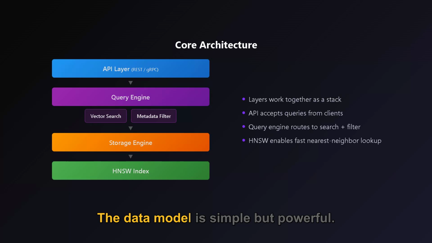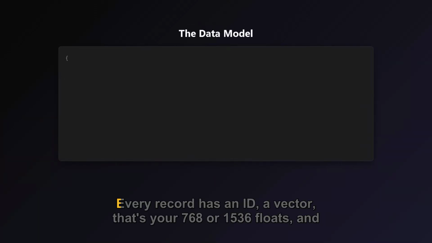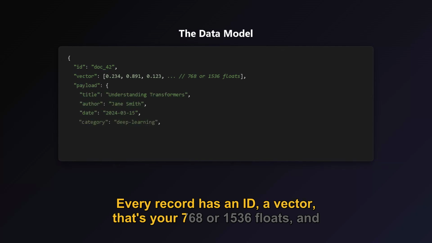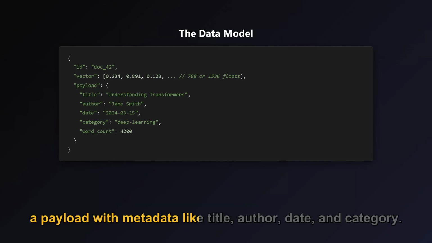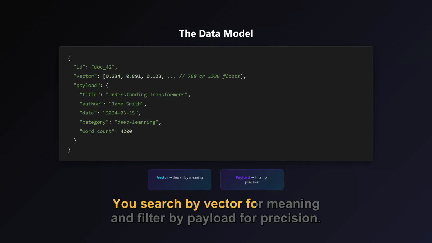The data model is simple but powerful. Every record has an ID, a vector, that's your 768 or 1536 floats, and a payload with metadata like title, author, date, and category. You search by vector for meaning and filter by payload for precision.